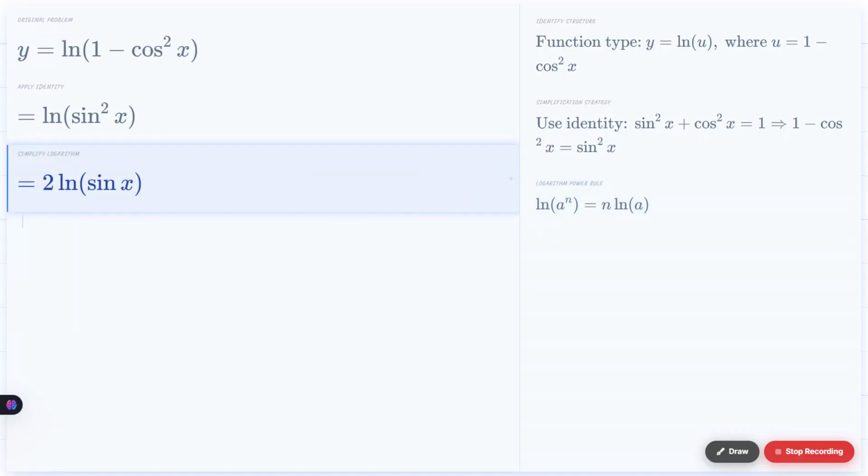We change the equation to y equals 2 times natural log of sine x. We do this to move the exponent out in front. The rule says we can move the power of 2 to the front as a multiplier.